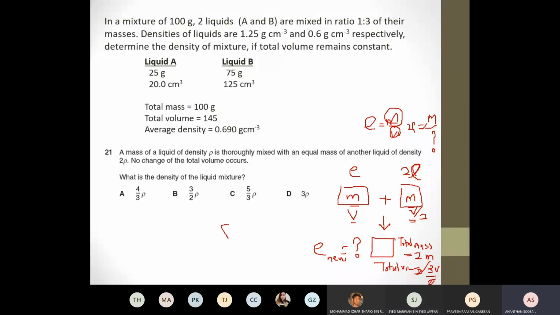So what is the new density? So new density is total mass over total volume. So total mass is how much? 2M over total volume is how much? 3 over 2V. So finally, what do you get? You get 4 over 3. M over V is actually the rho. So the answer is 4 over 3 rho. So A is the answer.